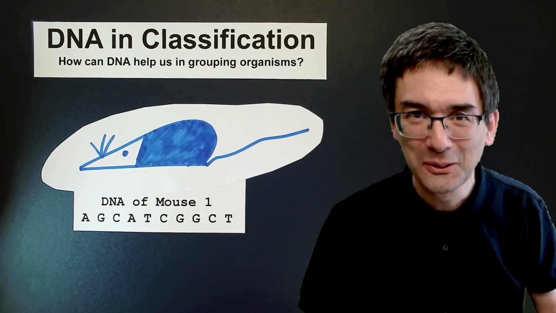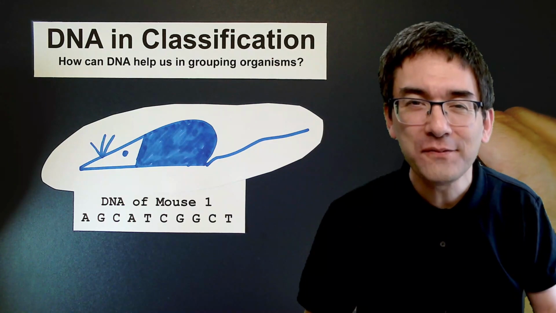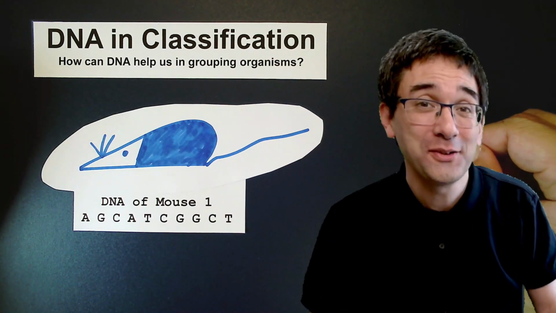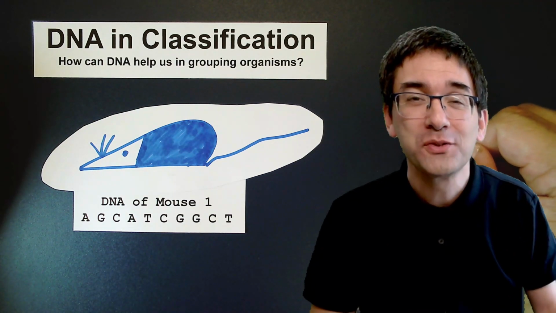So hi, hello and welcome again, and today's topic is the use of DNA in classification. Fancy title. In other words, I'd like to answer the question: how can DNA help us in grouping organisms together?